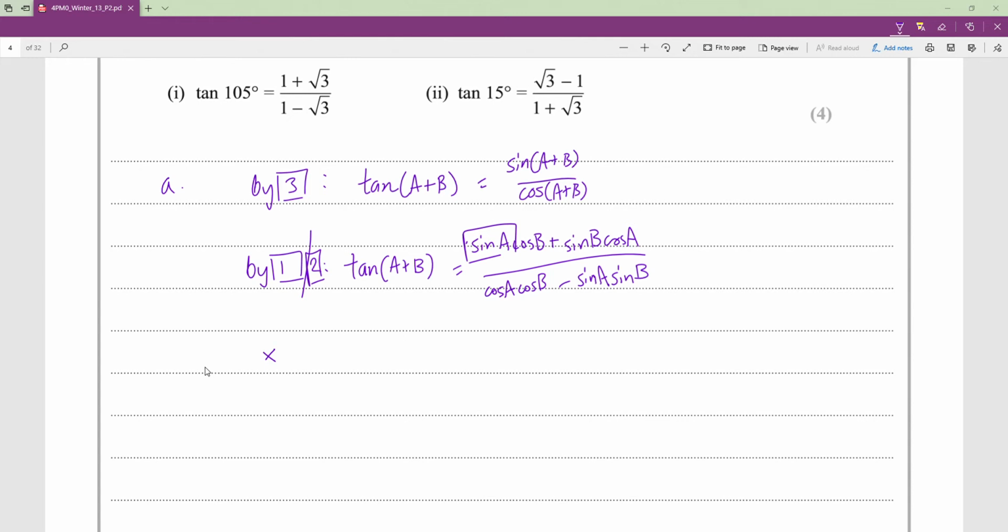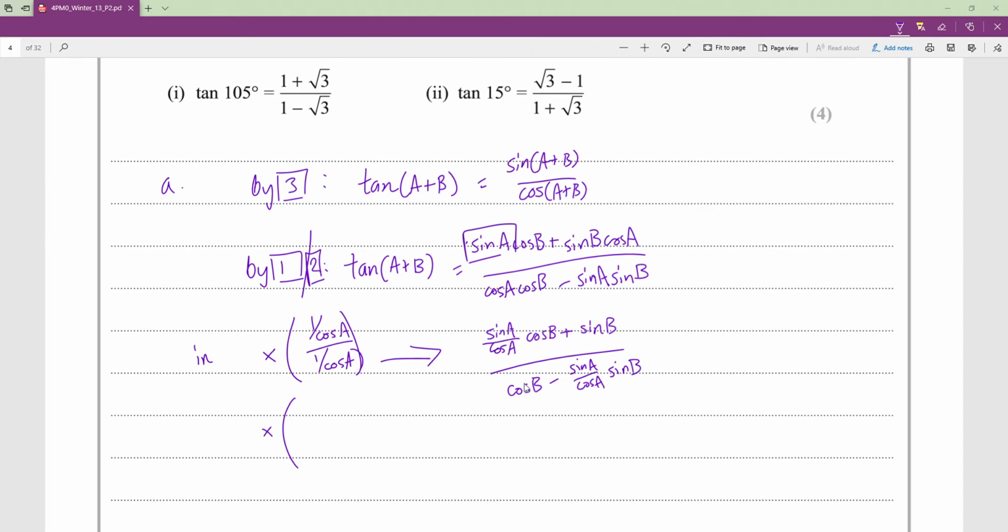So multiplying by 1 over cos A, which is 1, we get sine A over cos A cos B plus sine B, because we are cancelling cos A here with the 1 over cos A here, divided by cos B minus sine A over cos A sine B. And what we can do again is, I think the next most obvious step is to divide both the numerator and denominator by cos B again, because what will happen is that this cos B will be cancelled to become 1, which is what we want, and this sine B divided by cos B will become a tan B, as well as this one, which will also become a tan B, and you will get our result here.